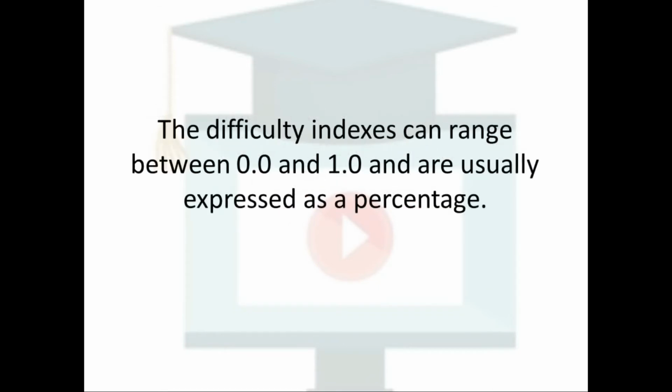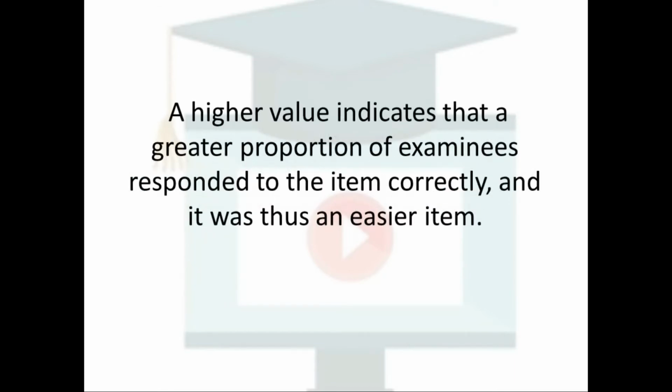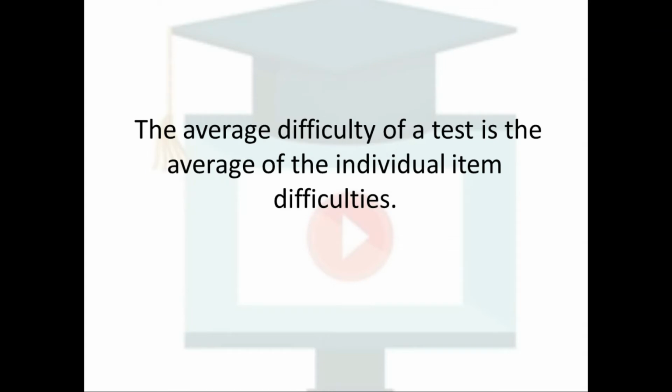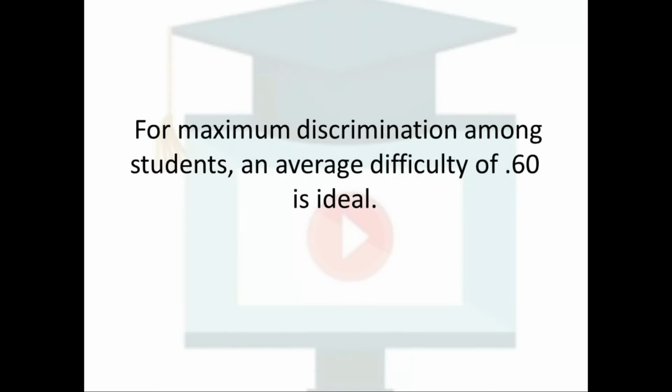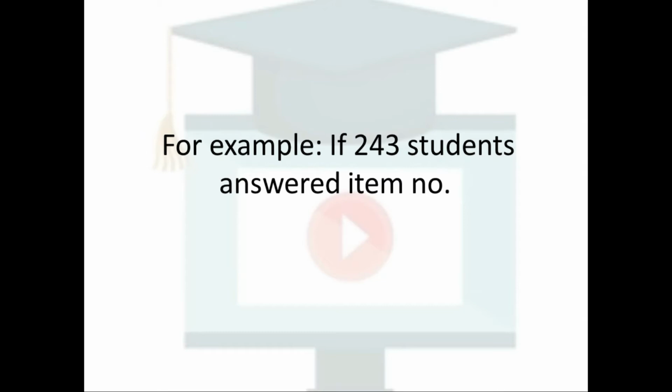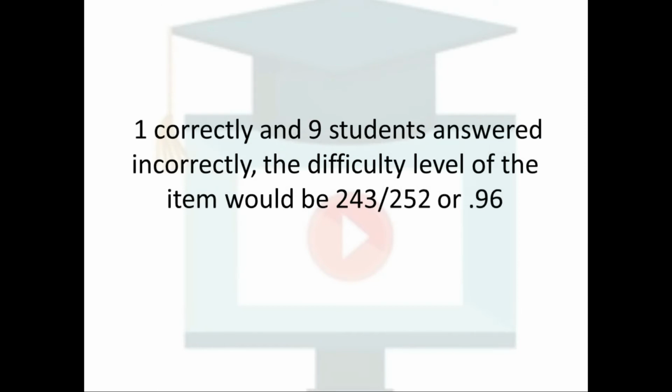The difficulty indexes can range between 0.0 and 1.0 and are usually expressed as a percentage. A higher value indicates that a greater proportion of examinees responded to the item correctly, and it was thus an easier item. The average difficulty of a test is the average of the individual item difficulties. For maximum discrimination among students, an average difficulty of 0.60 is ideal. For example, if 243 students answered item number 1 correctly, and 9 students answered incorrectly, the difficulty level of the item would be 243/252 or 0.96.